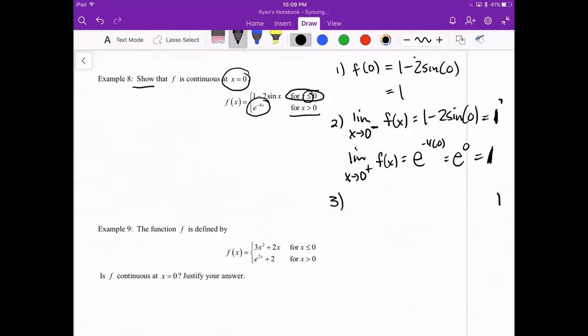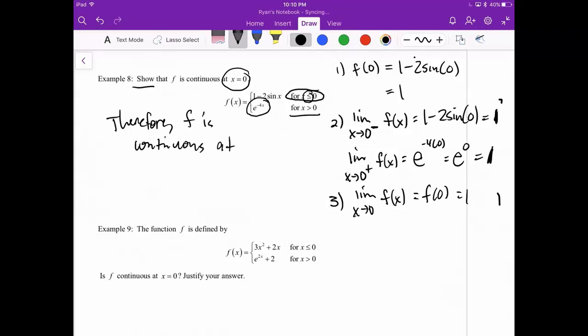So the third thing that we need to now say is that because f of 0 is equal to 1, and because the two one-sided limits were both equal to 1, we know that the limit as x approaches 0 of f of x is equal to f of 0, which is equal to 1. And therefore, because of all of the work that we've shown, f is continuous, and I apologize for the bad handwriting here, f is continuous at x equals 0. These are the things that you have to show in order to prove that a function is continuous.